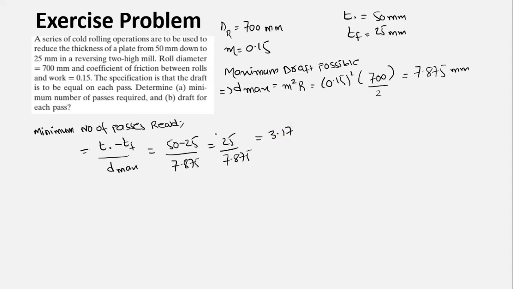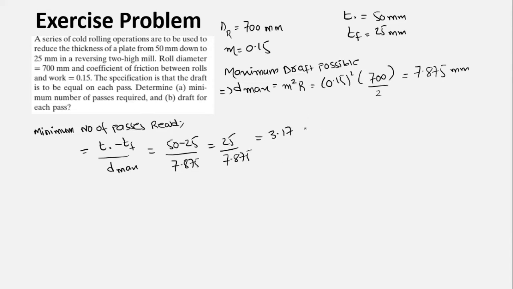So there's a minimum number of passes. This is the amount of draft that is required to be produced. It should be reduced from 50 to 25 millimeter. But the maximum possible reduction that we can produce in a single step is 7.875. So we assume that if we are producing maximum reduction in a single step, the number of steps we will require would be the total reduction required divided by the maximum possible reduction in each step. So this value is 3.17.